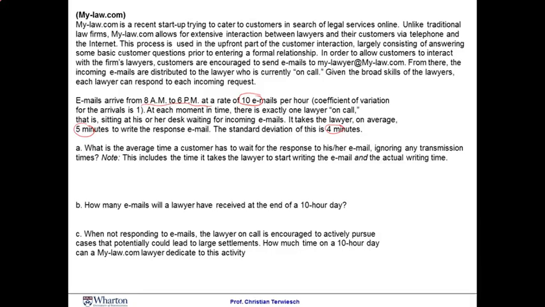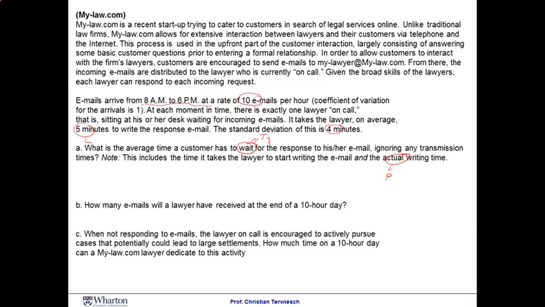Alright, this is obviously a waiting time problem. The magic word here, as you see, is wait. How long does the customer have to wait? And we want to be careful in this question because it is asking you to consider not just the time in the queue, but also that the customer has to wait for the agent or the lawyer to get to the email, and then the customer also has to wait for the 5 minutes that it takes to respond to the email. So we are also looking for the processing time.